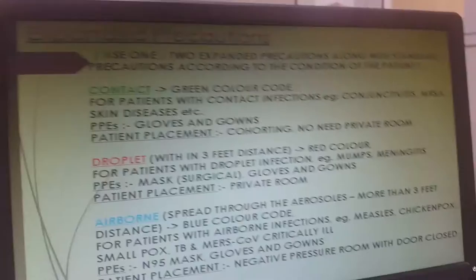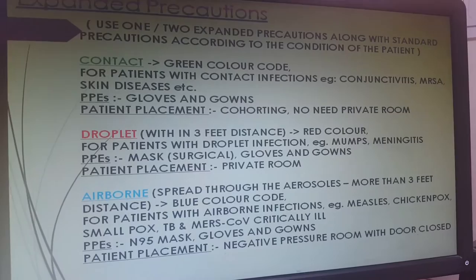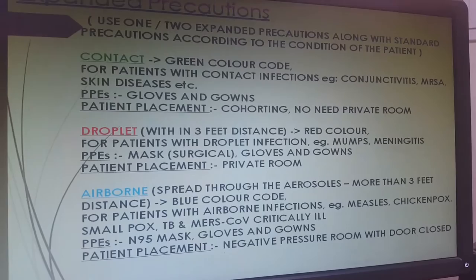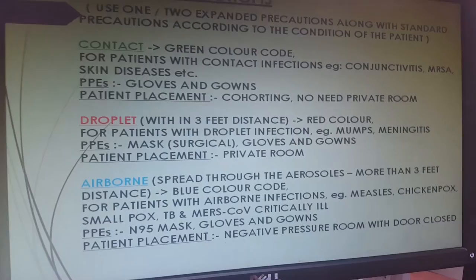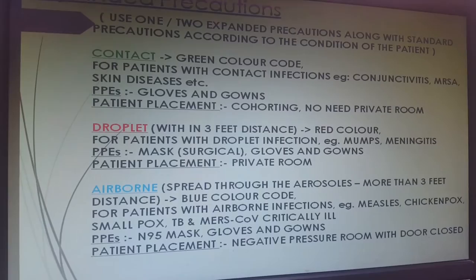Okay, what about the expanded precautions? We have standard precaution and we have transmission-based precaution. The standard precaution will be used for all types of patient, regardless they are infected or non-infected. But the transmission-based precaution is extra precaution to be added to the basic precaution, like contact precaution, droplet precaution, airborne precaution.